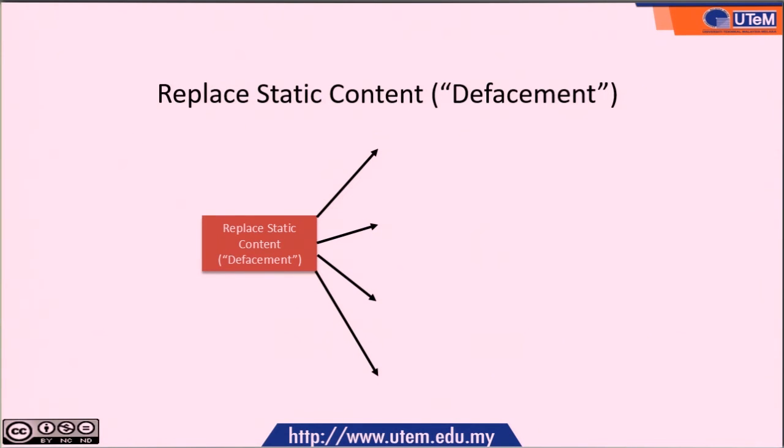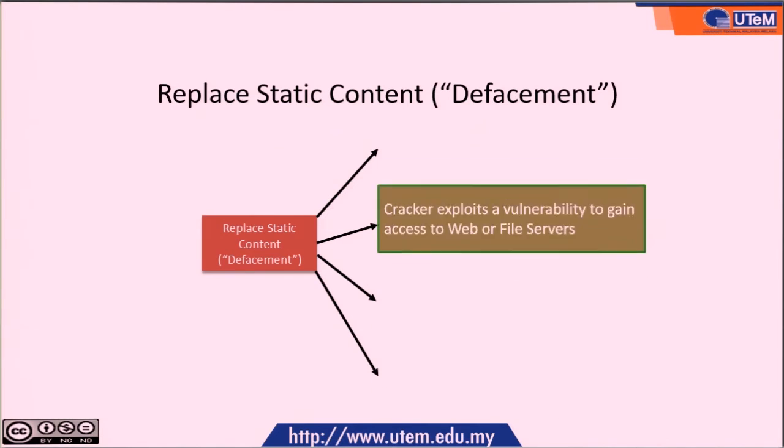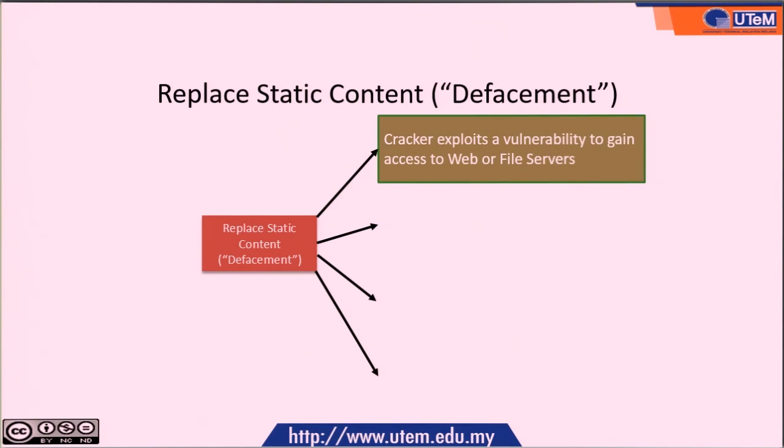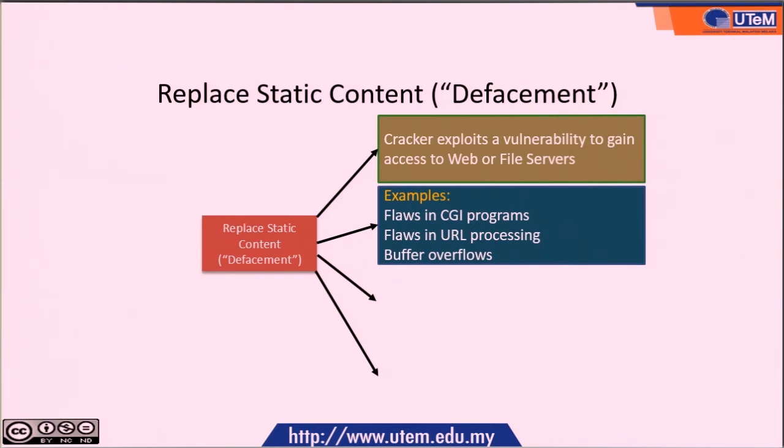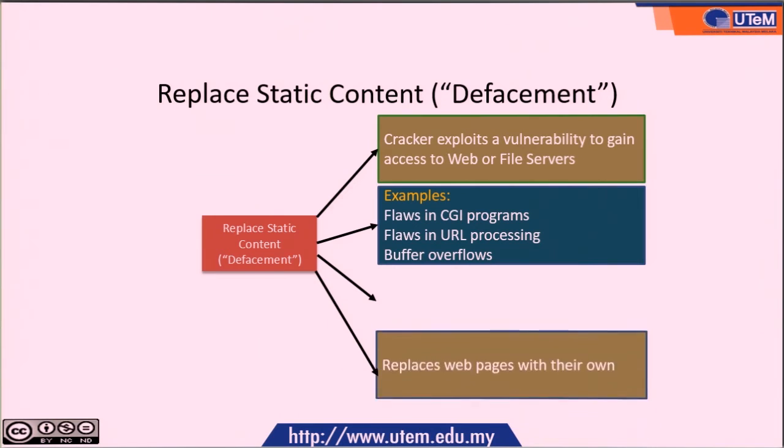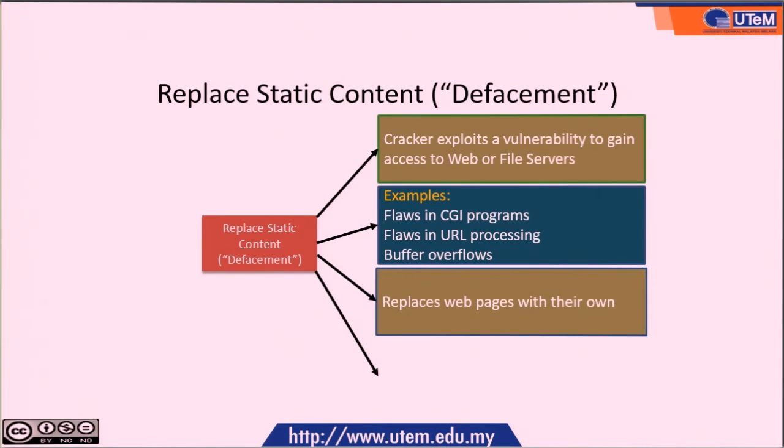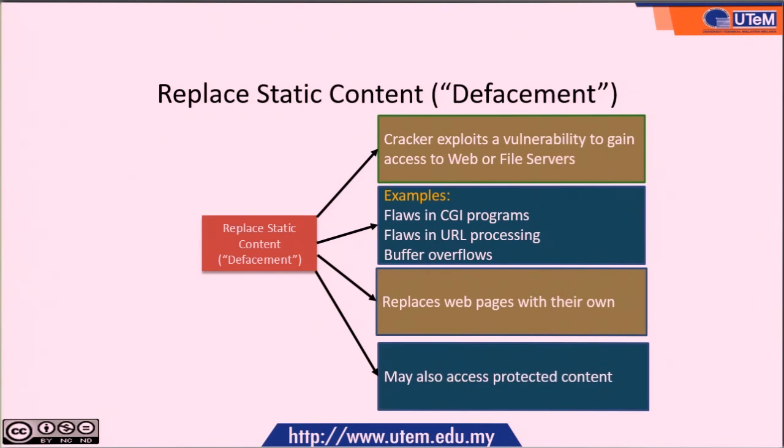Now we go into details on replaced static content, or defacement. In a defacement, normally a cracker or hacker exploits vulnerabilities to gain access to the web or file server. Examples of the flaws can be in the CGI programs, flaws in the URL processing, or even buffer overflow. Once it is exploited, the attacker could replace the web page with their own. This may also give access to other protected content in the web server.